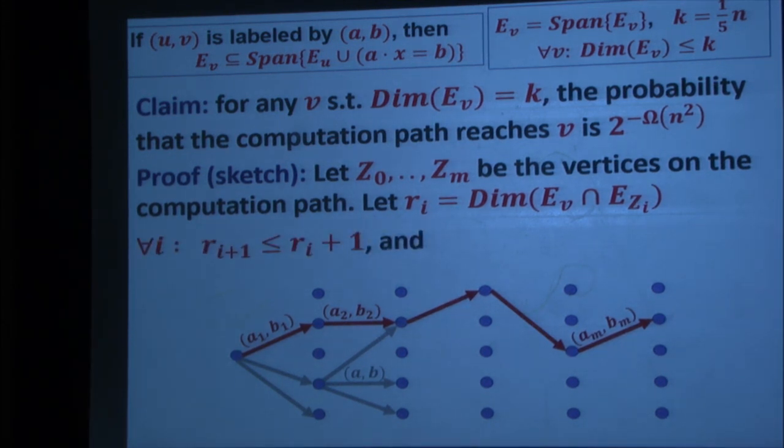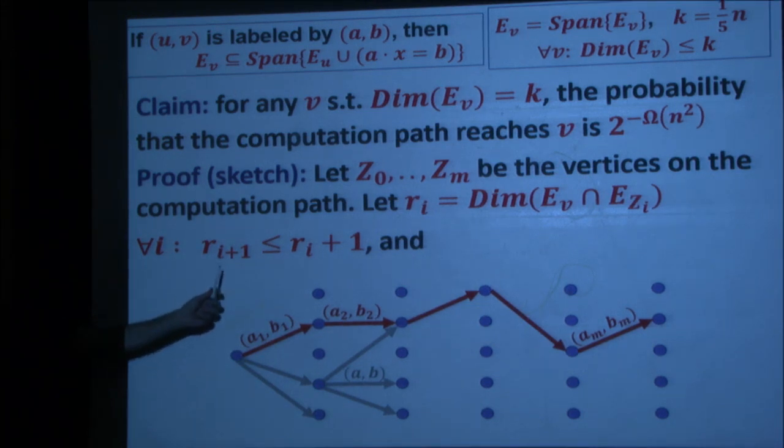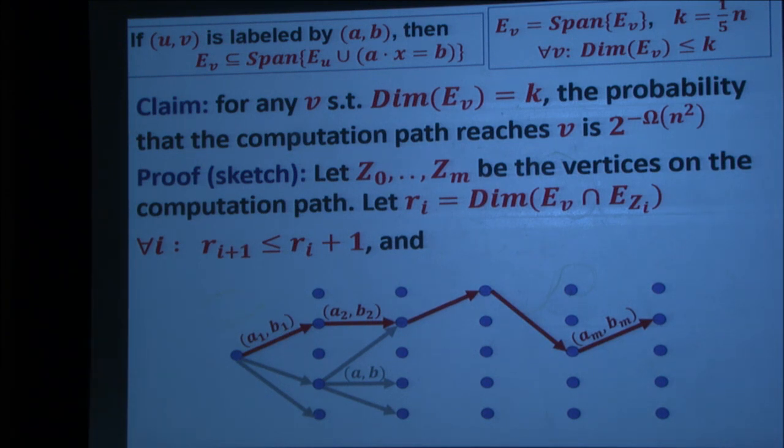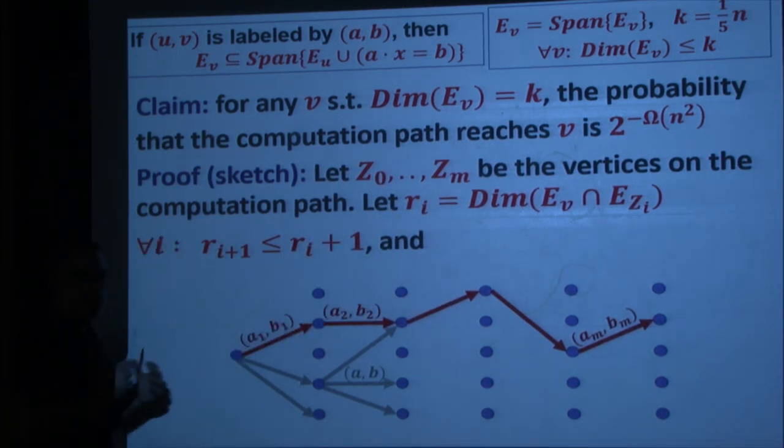Now it's important. It goes up and down. Yes, it can grow, but what is important is that it cannot grow by more than 1 in each step. And this is for the same reason as before. This is because EV is contained in span EU union with AX equals B. So you only add one more equation. You can increase Ri by at most 1. So it goes by at most 1 each time.